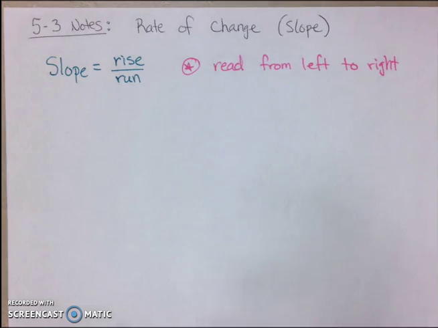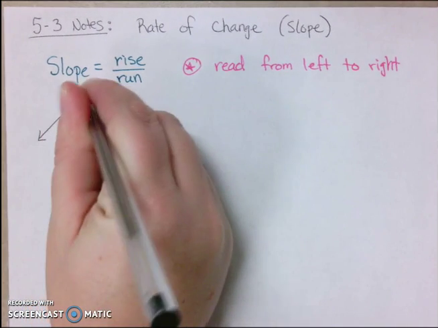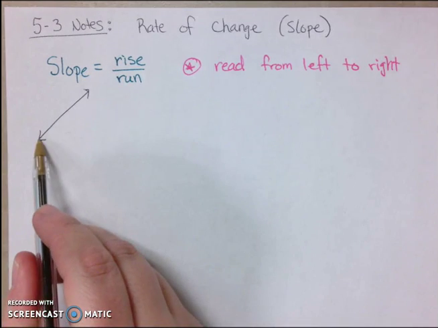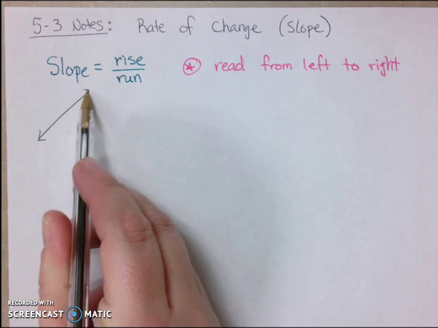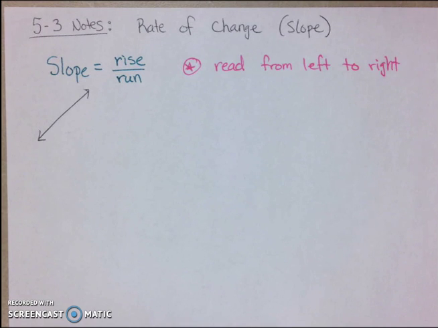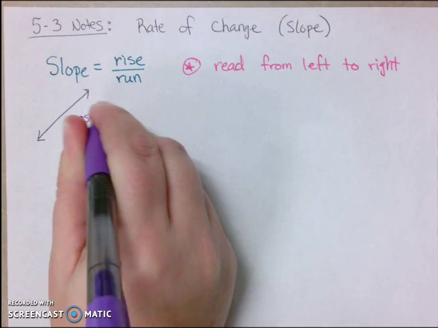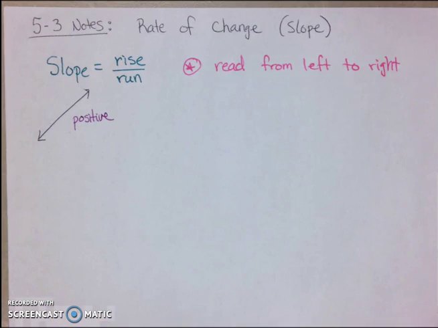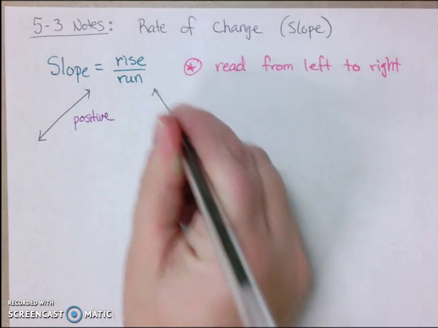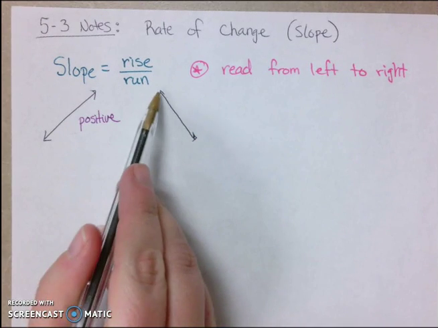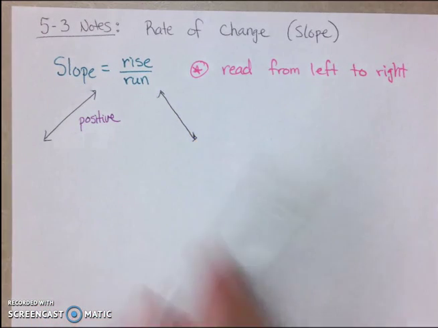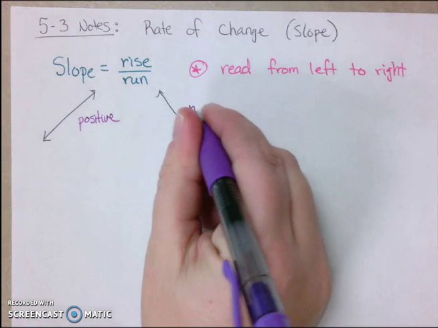Okay, so if you have a line that looks like this, if I read this from left to right, see how my pen goes up? So that means it will have a positive slope, because the line is increasing. Slope will be positive. So when your line is going down, so if I go from left to right, my pen goes down, that means the slope will be negative.